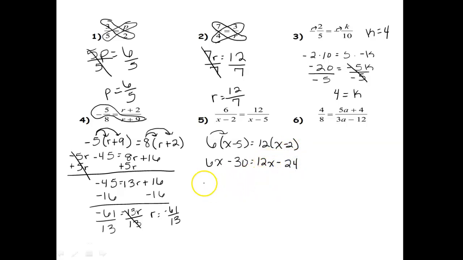This time I want to move all my variables to the left because I want to. I'm going to subtract 12x from both sides. And I get negative 6x because 6 minus 12 is negative 6x minus 30 equals, that cancels, and so I bring down that negative 24. All right, I still have the negative 30 over here and need to move it. So I'm going to add 30 to both sides.